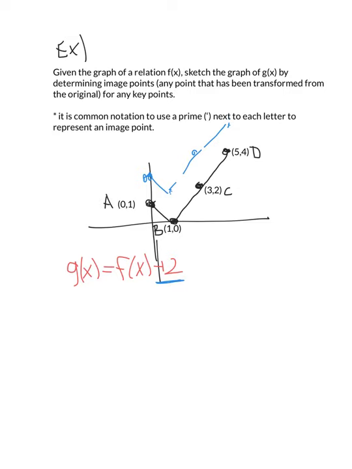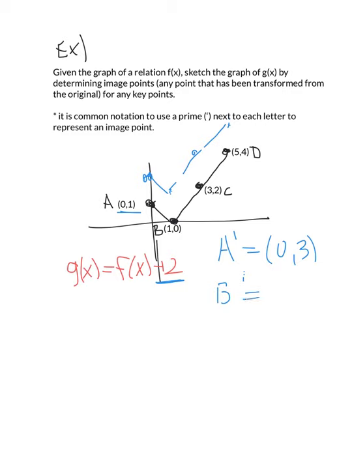Now, if I asked you to write those image points, we would write them like this. The first one is going to be written as A prime because this is representing an image point. So the point A has moved to the following point. It used to be at (0, 1). Now, if I'm moving it up 2, I know that it's going to be at (0, 3).